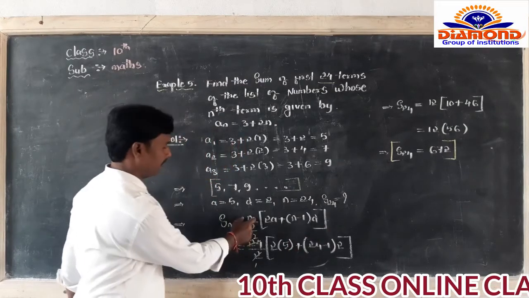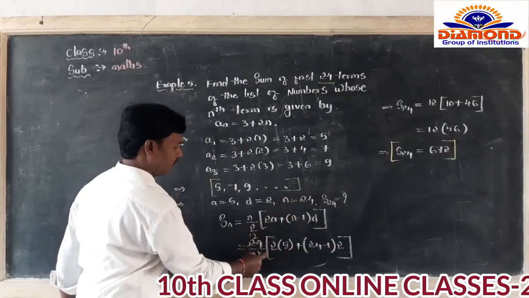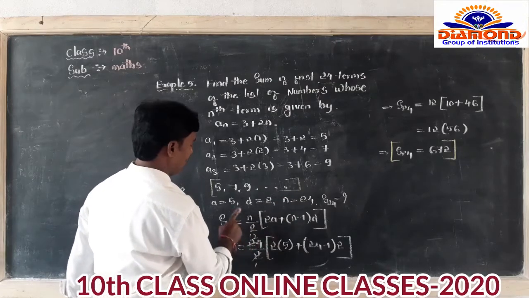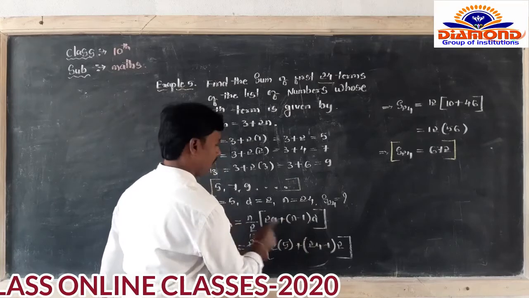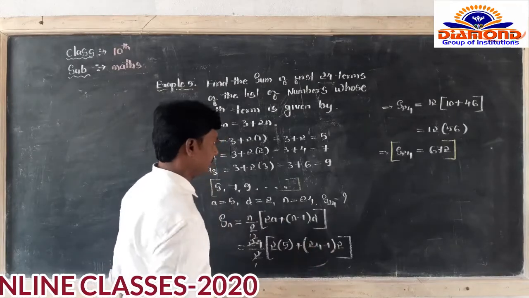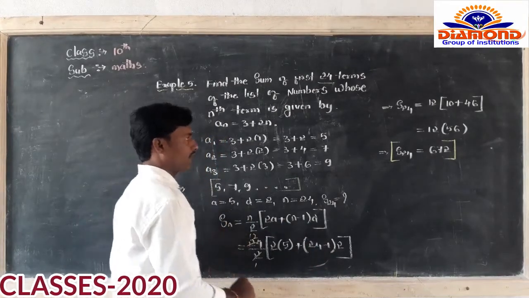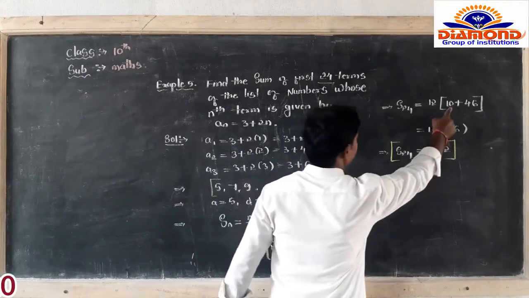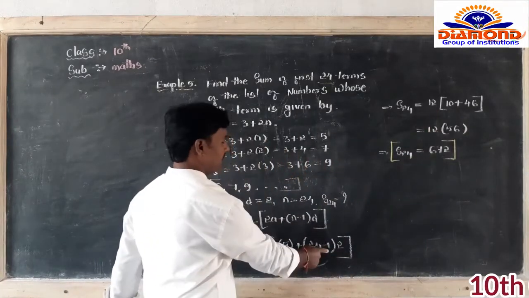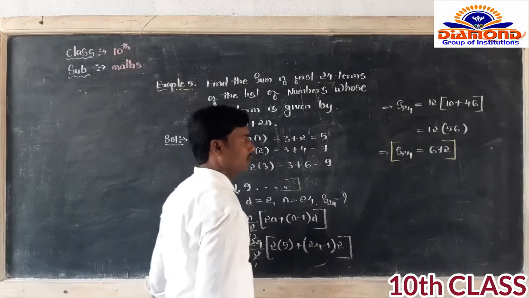Here substitute the values. N value is 24 by 2, and here 2, a value is 5, and plus n is 24 minus 1. Common difference is 2 as it is. 2 ones are 2, 2 twos are 4, which becomes 12, and 2 fives are 10, and plus 24 minus 1 is equal to 23, 23 twos are 46.